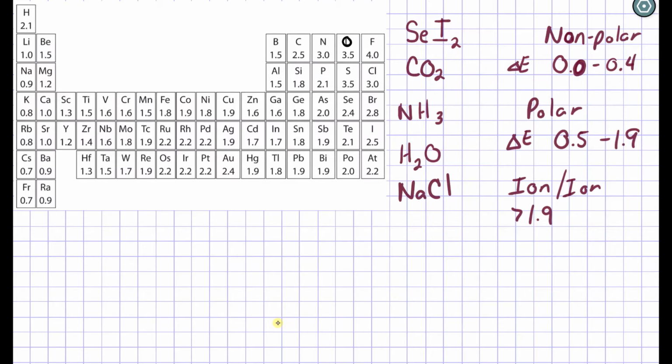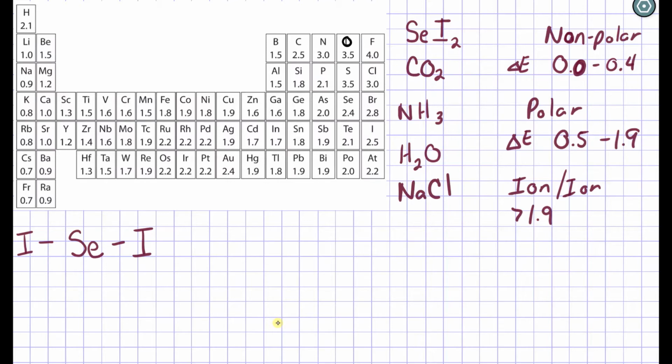Then with this, let's go ahead and look at our selenium iodide. My selenium is going to be right here. That's going to have 6 valence electrons. Because it has 6 valence electrons, that means that my iodine is going to form a bond on either side. Remember that you can use your molecular shapes chart that you were given. That tells you the number of bonds. Well, selenium's going to form 2 bonds. It has 6, so it needs 2 more.